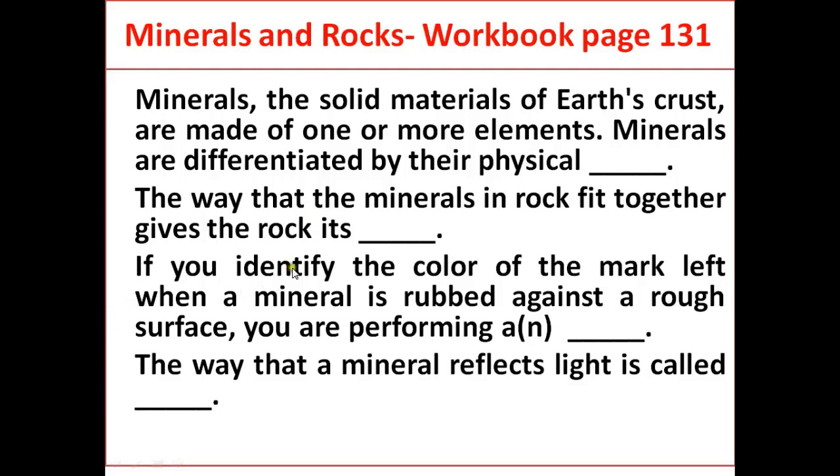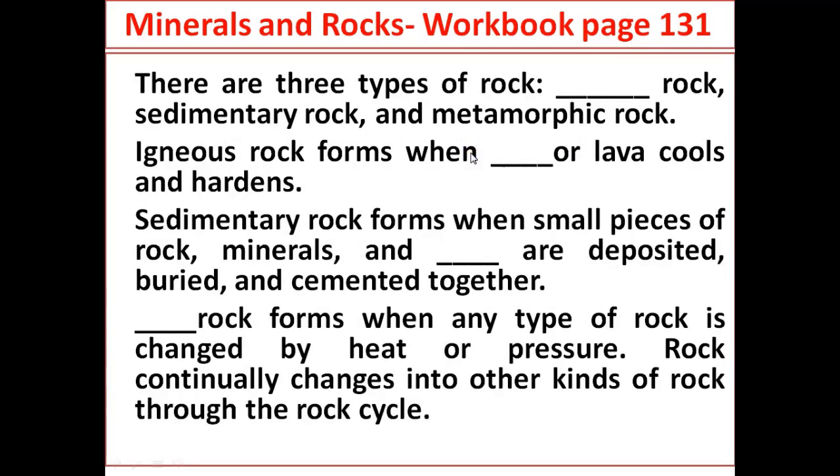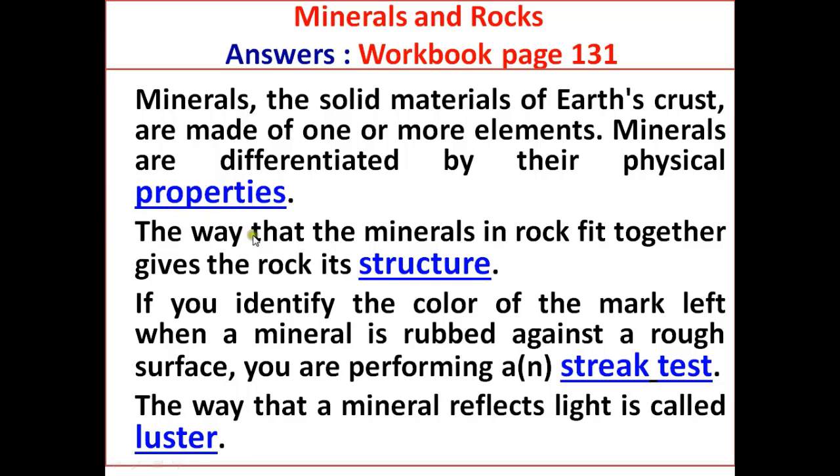Now let's see the answers. First: minerals, the solid materials of the earth's crust, are made of one or more elements. Minerals are differentiated by their physical properties. Physical properties is the answer for this. The first answer is properties. The next sentence: the way that the minerals in a rock fit together gives the rock its structure. It gives the rock its structure.